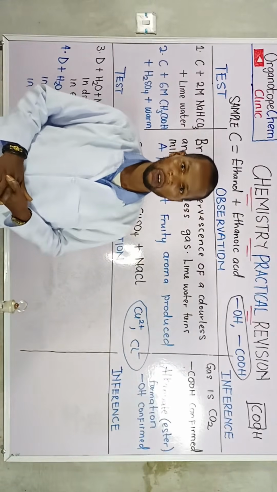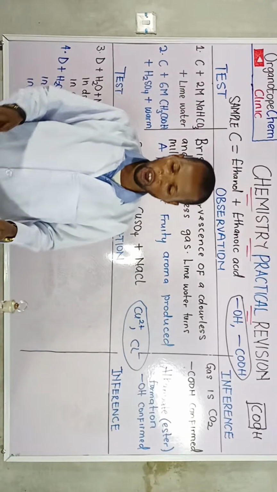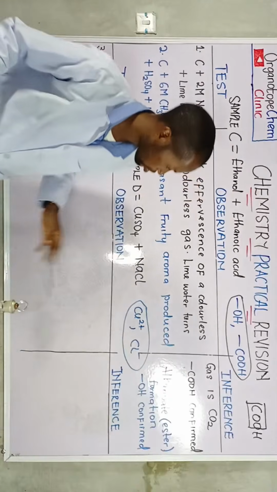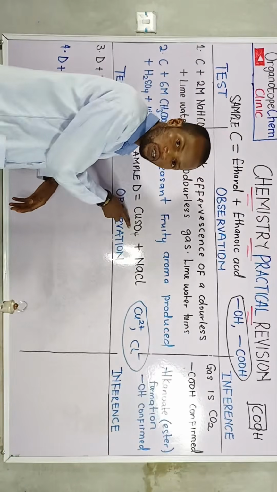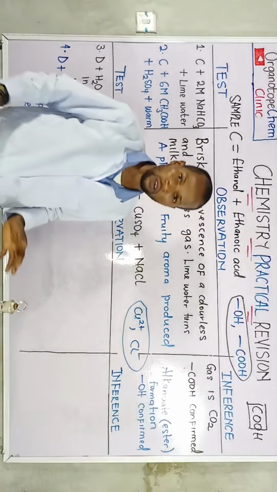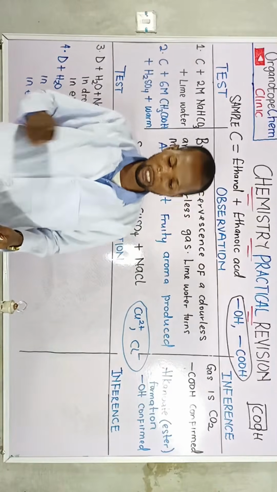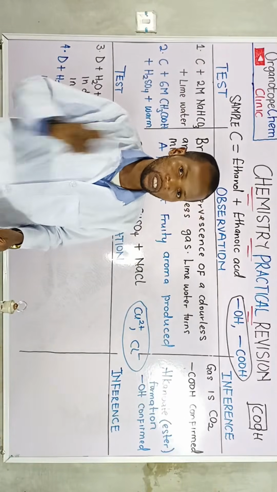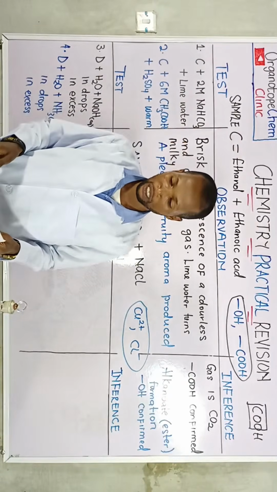Okay? So, D is a mixture of two inorganic salts. That's copper(II) tetraoxosulfate(VI) and sodium chloride. Mixture of two inorganic salts. Carry out the following test on sample D.